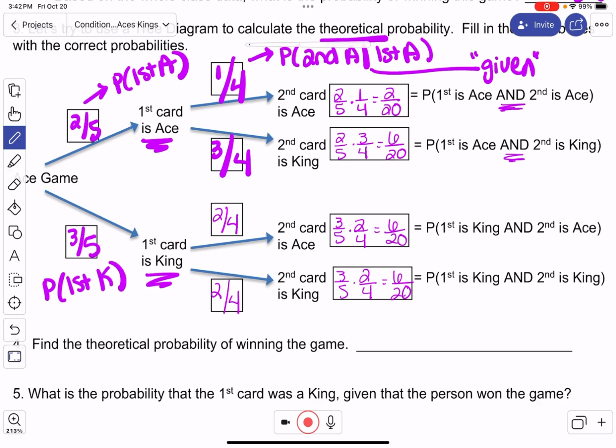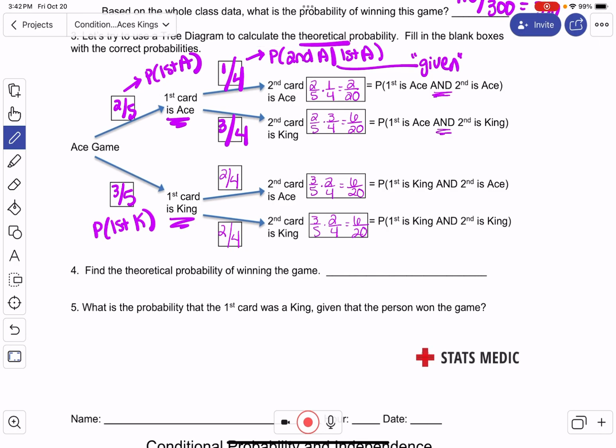All right, so the theoretical probability of winning the game. Well, look at the times that we won. You either got an ace and an ace, or a king and a king. So we're looking at those two probabilities. You could win one of 2 ways. Our first one is 2 out of 20. That was one way we could win. Or, remember, "or" is addition, the 6 out of 20. So we add those two probabilities, we get 8 out of 20. So there's a 40% chance of winning the game.